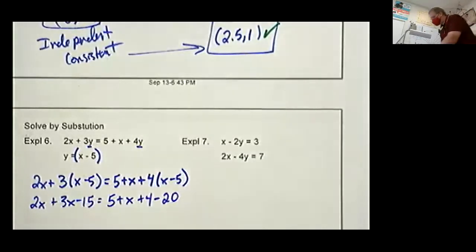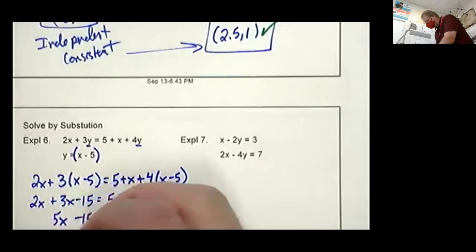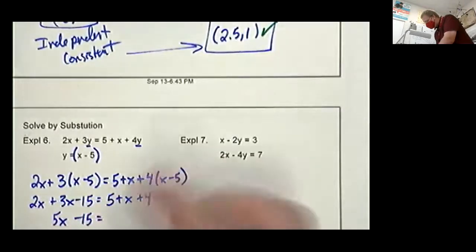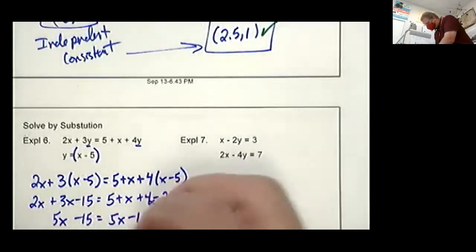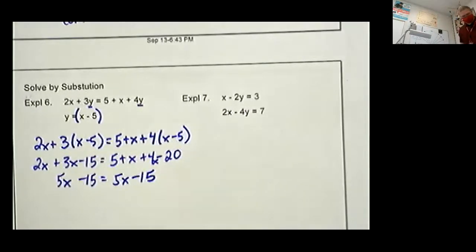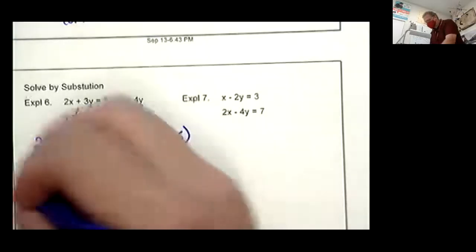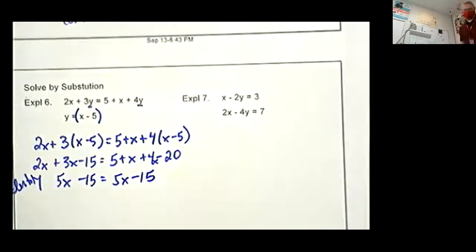Again, let's combine like terms. 2x plus 3x is 5x minus 15. That was a 4x. 4x plus x is 5x. Plus 5 minus 20 is minus 15. Look at both sides. And what do you notice? This is an identity, which means there's infinitely many solutions.